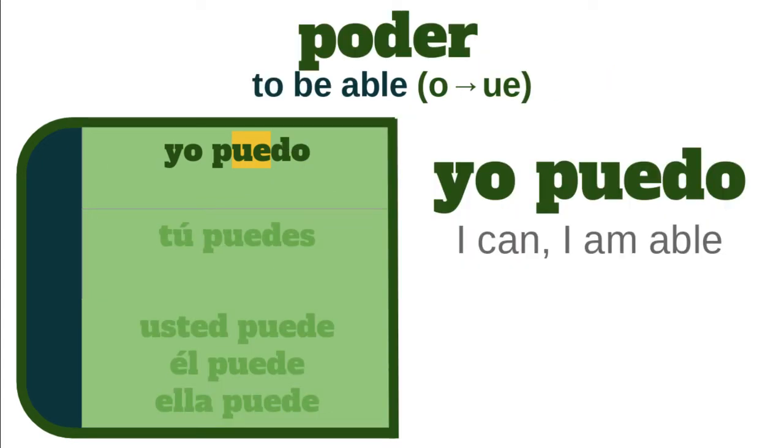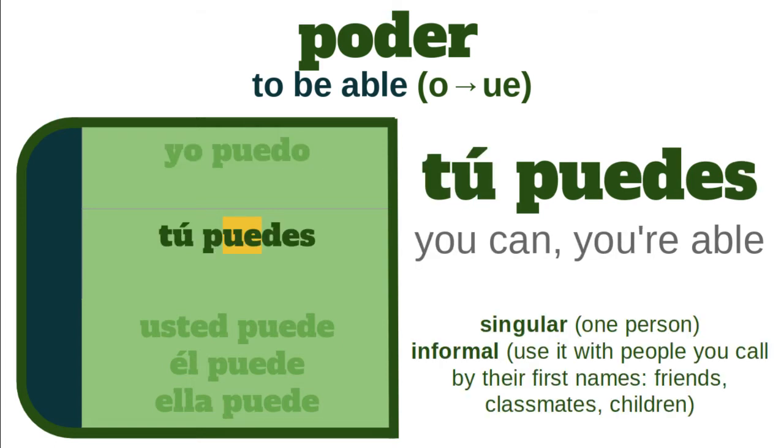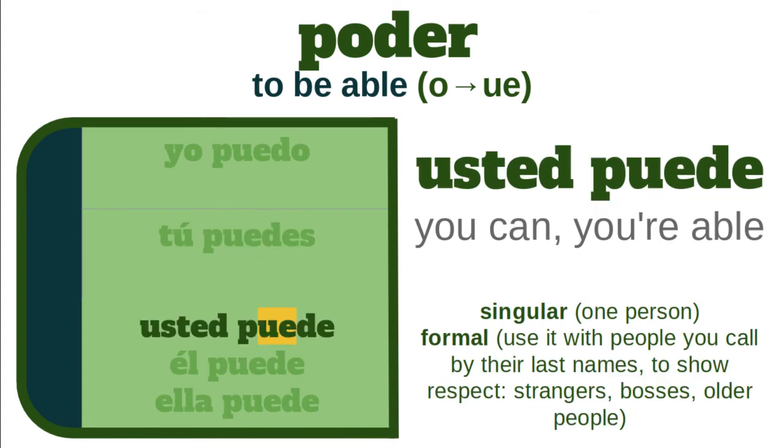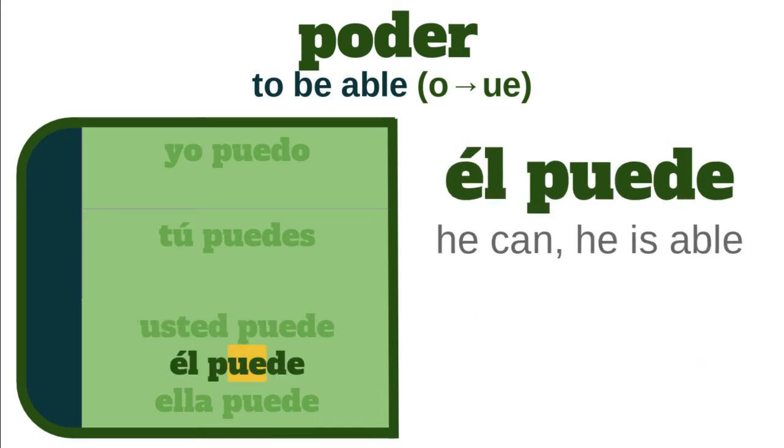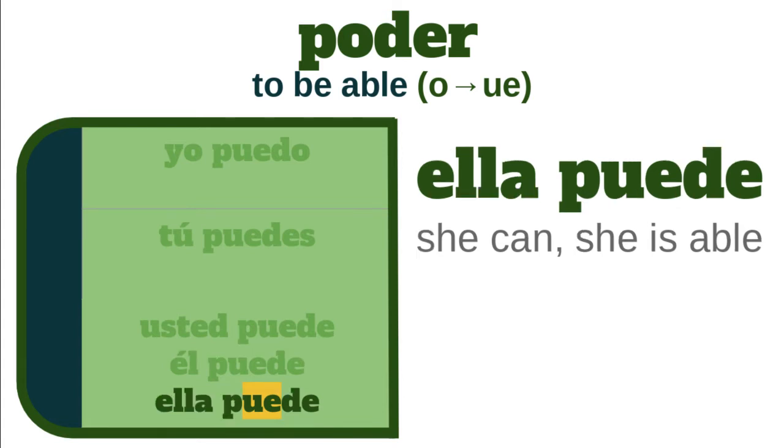The yo form is yo puedo, and in English we can either translate that to I am able or I can. Tú puedes is you can or you are able. Usted puede is the more formal way to say you can or you're able. Él puede, he can or he is able. Ella puede, she can or she is able.